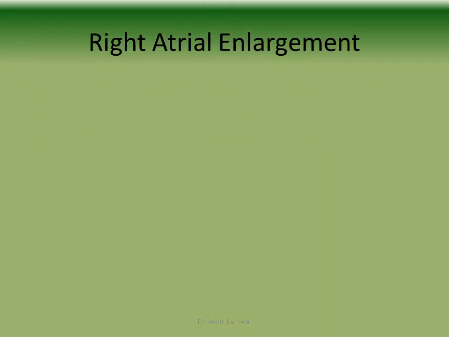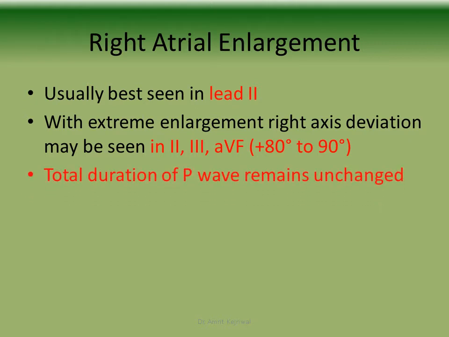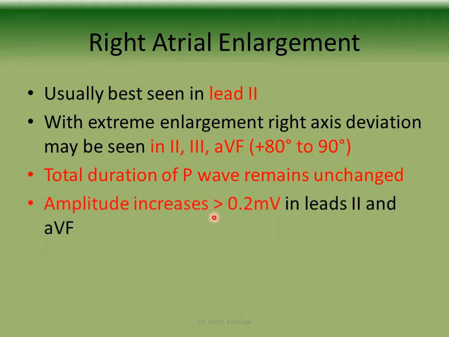Coming to the right atrial enlargement, best seen in lead 2. With extreme enlargement, right axis deviation may be seen in leads 2, 3 and AVF, that is plus 80 to plus 90 degrees. Total duration of P wave in right atrial enlargement remains unchanged. Amplitude will increase greater than 0.2 millivolts in leads 2 and AVF with right atrial enlargement.